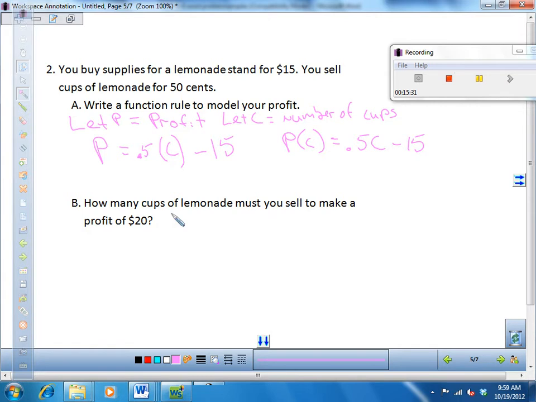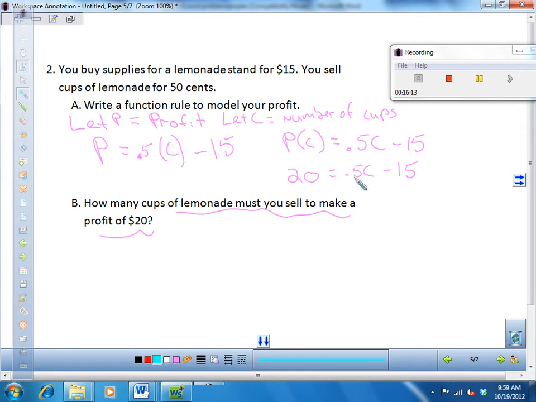So how many cups of lemonade must you sell to make a profit of $20? What goes in where? Where does that $20 go? Does it go over here or does it go over here? On this side. So this is your profit. So you put 20 over here equals 0.5 times the number of cups minus 15. How do I solve this equation? What do I do to both sides?